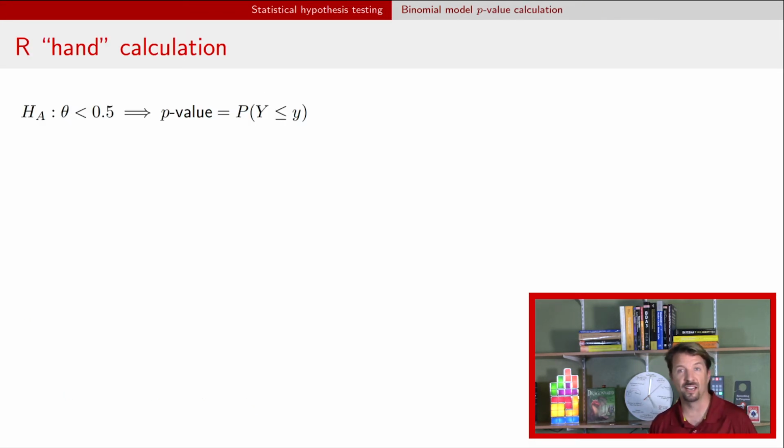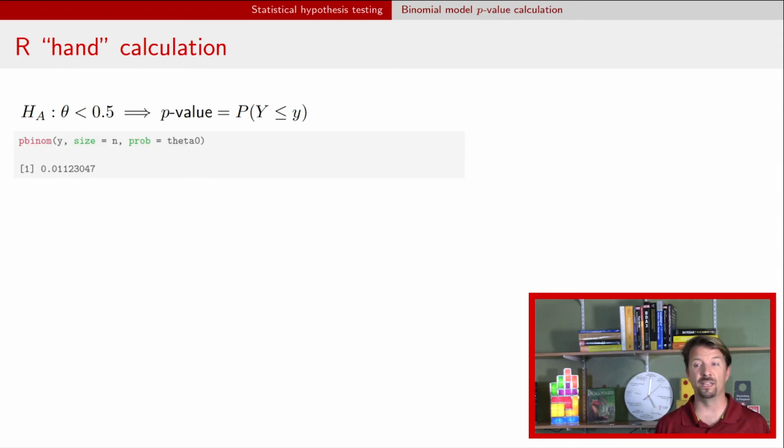So to demonstrate that, if we have our alternative that says that the parameter is less than 0.5, we're calculating the probability of the random y being less than or equal to the observed y. That's just evaluating the cumulative distribution function for a binomial. In R, we'll use the pbinom function to do that calculation. And in this example, we see a probability of 0.011. So that would be our p-value.